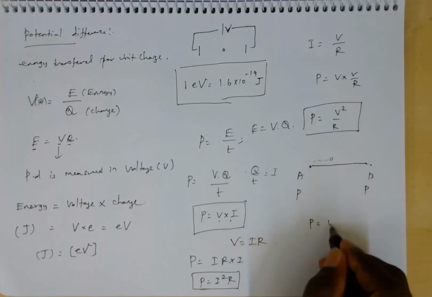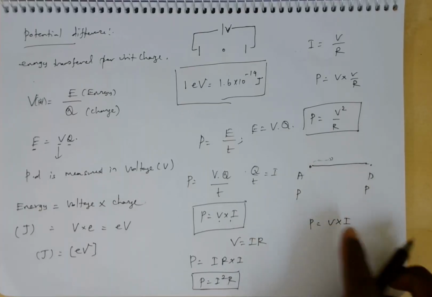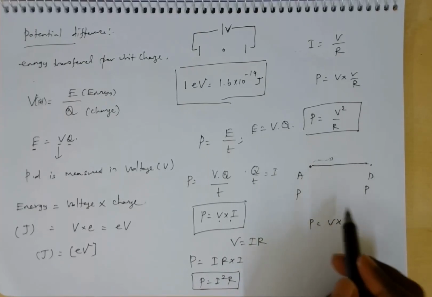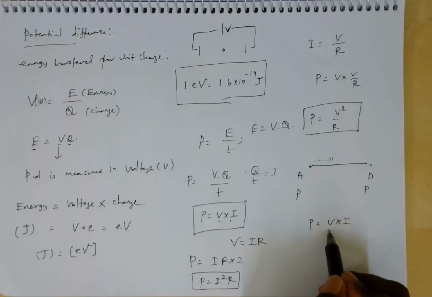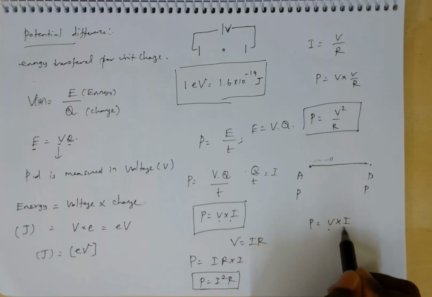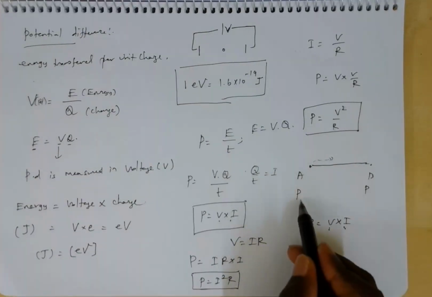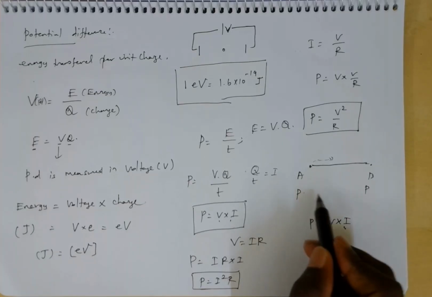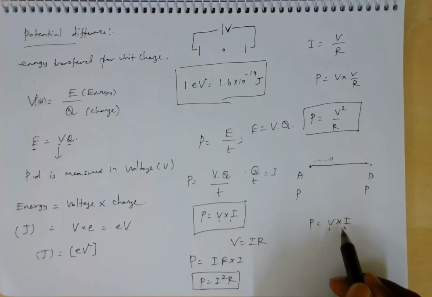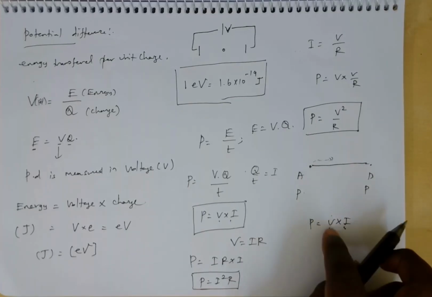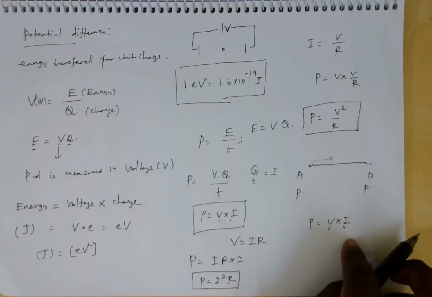So P equal to V into I, right, sir? So either you have to increase the voltage and decrease the current, or you have to decrease the voltage and increase the current. Same power. Do you understand this one, sir? If you want to have the same power, you can play with voltage and current. But if you touch one, the other will change. So if you increase the voltage, current will decrease.